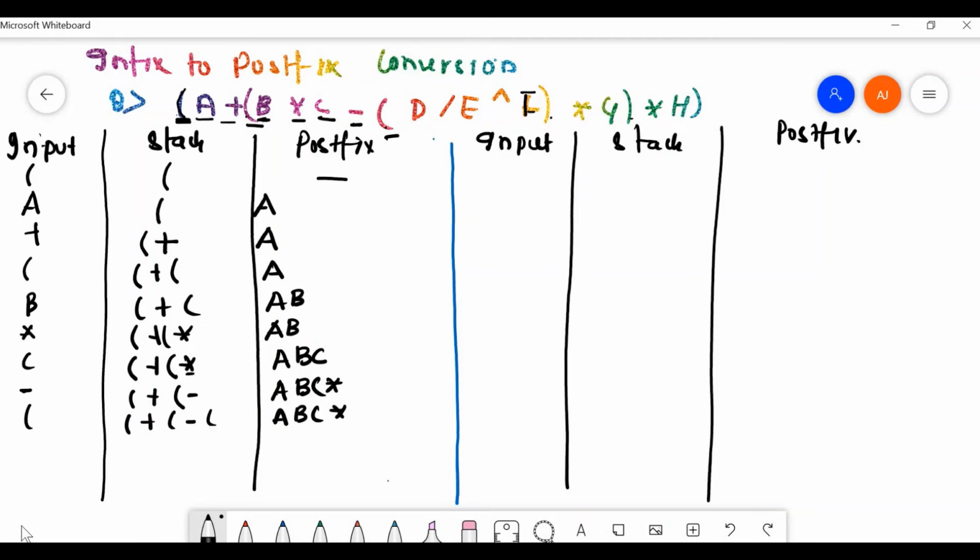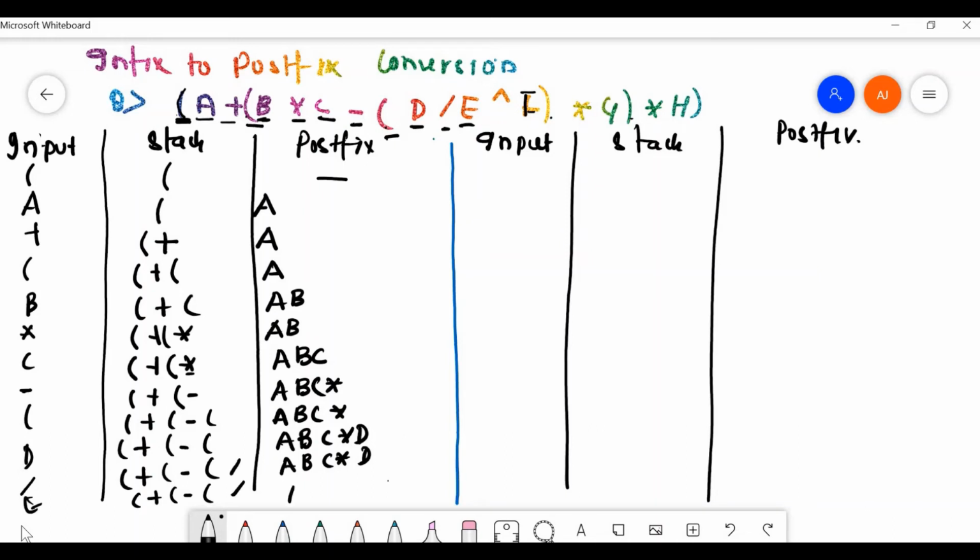a, b, c into. Now d comes here, so we have d, so parenthesis plus parenthesis minus parenthesis, a, b, c into d. Now divide comes here, so divide is there, this plus this minus parenthesis divide, and the expression is a, b, c into d. Now e comes here, so parenthesis plus parenthesis minus parenthesis divide, a, b, c into d, e.